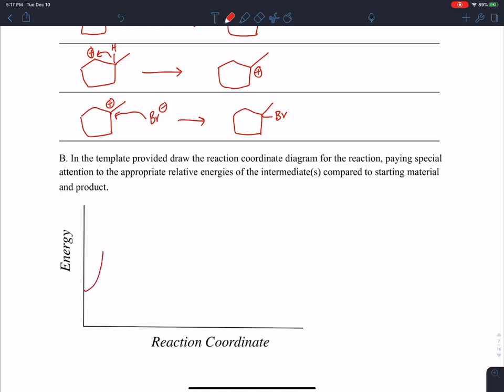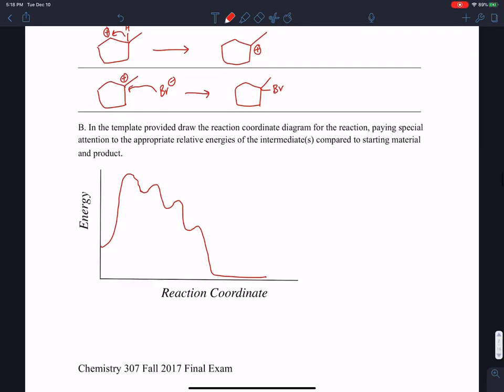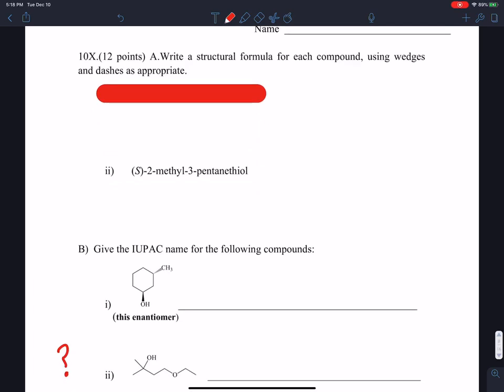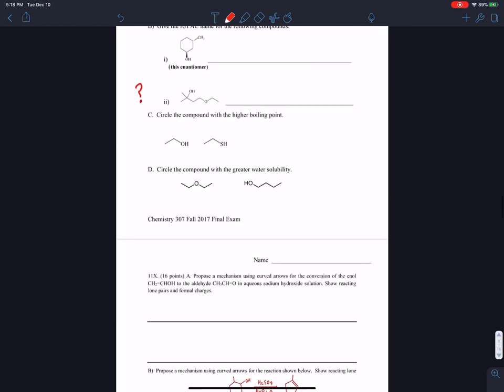You start off bad, you go really high, you lose a little bit of energy, it's better, 2, 3, and then 4, you end up being better than the original. As long as you have the 4 peaks, you should be fine. Make the first peak the highest, and then we're good. Next question. How long is this? Oh my god, this is really long.